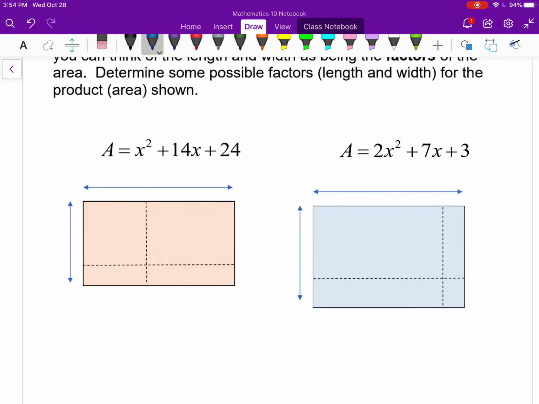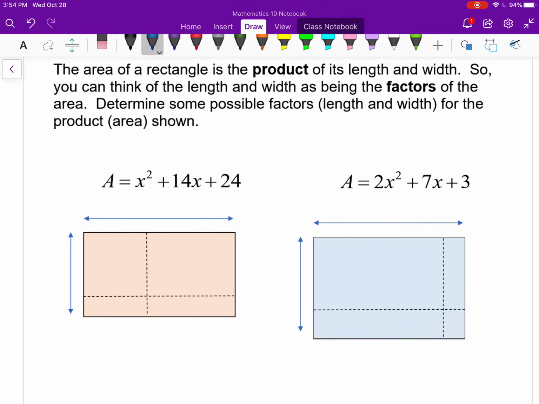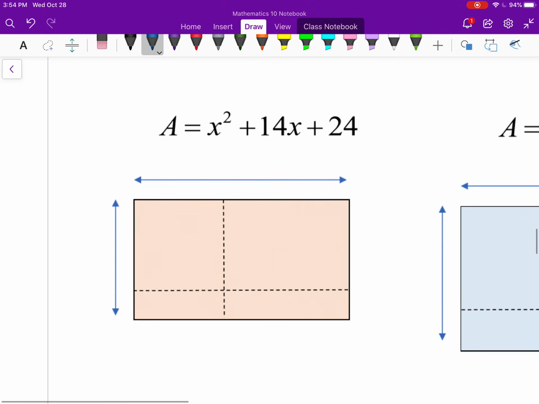And so for each of these, again, I want to try to find a possible length and width that lead to this area. So let's look at this first one. The area of the rectangle is x squared plus 14x plus 24. So what is a possible length and width? Well, that means I'm really asking what are the factors of x squared plus 14x plus 24?